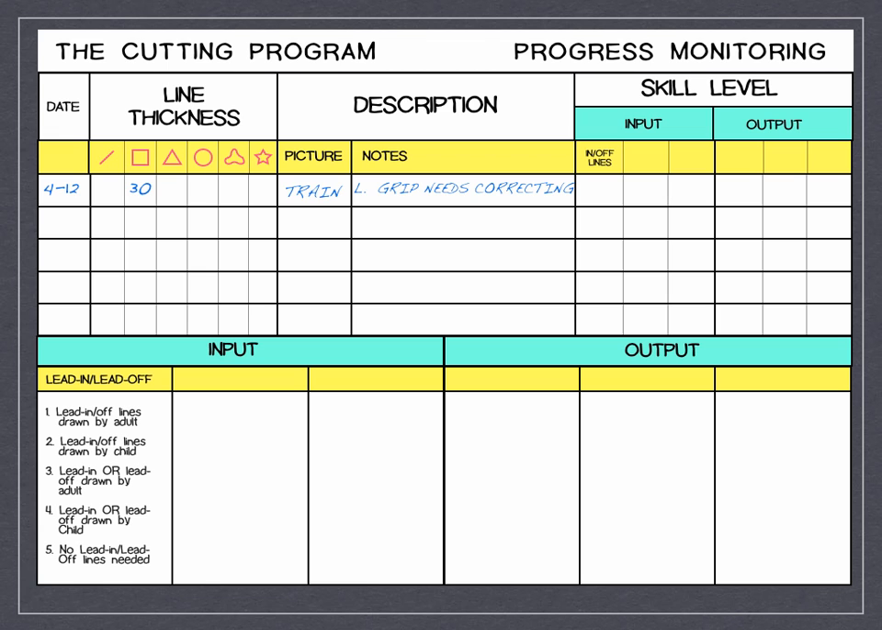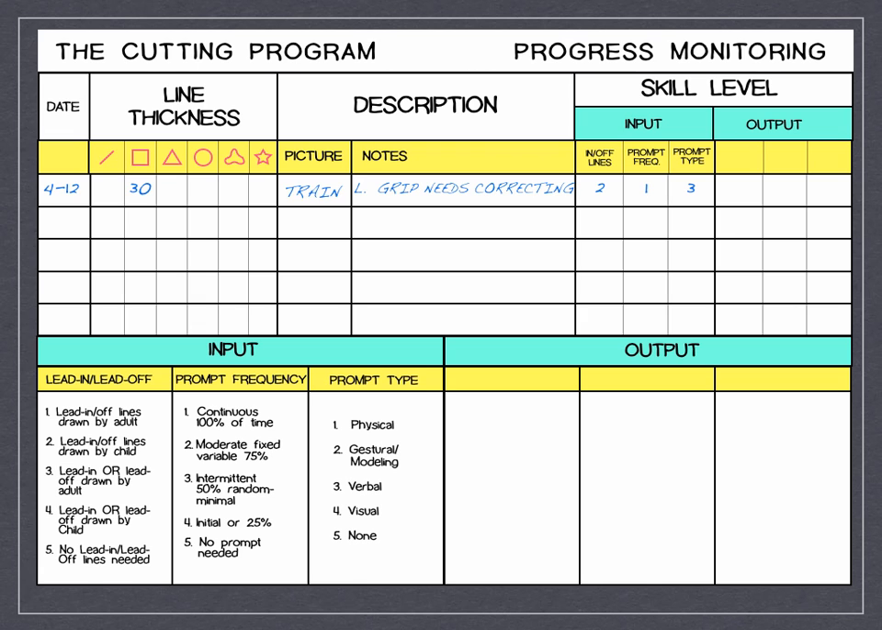Input includes the use of lead-in and lead-off lines. For instance, 1 indicates that lines will be drawn every time by an adult, 2 by the child, 3 only some of the lines are drawn by the adult, 4 only some are drawn by the child, and 5 no lead-in or lead-off lines are needed. Prompt frequency refers to whether prompting is needed continuously, 75% of the time, 50% of the time, a quarter of the time, or not at all.